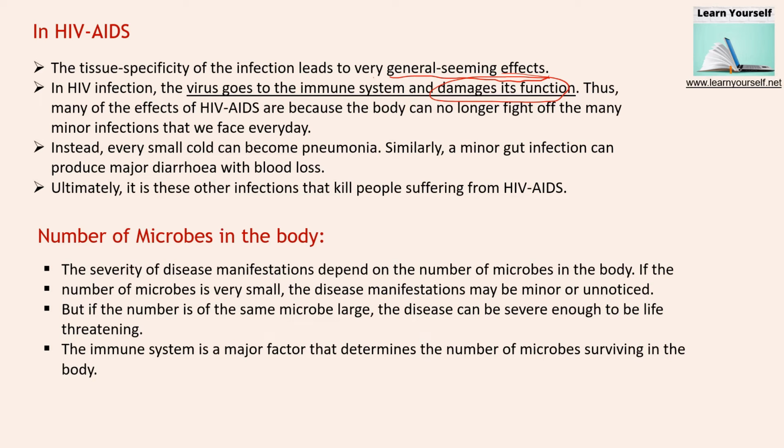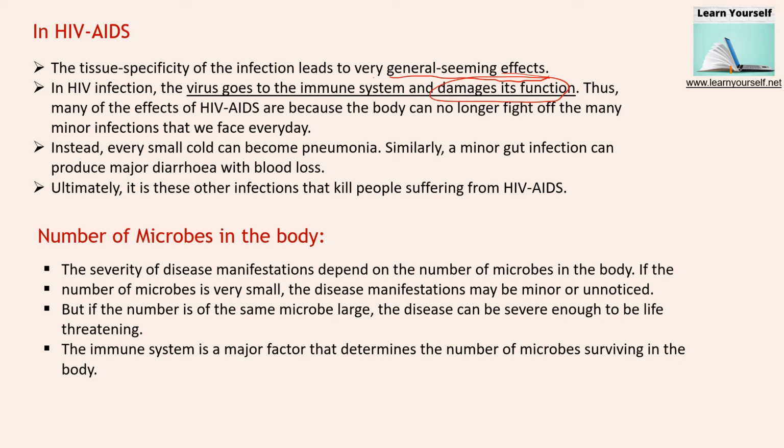And why is it so? Because our body's immune system is not working properly. So our body's immune system will not fight back against these simple diseases, and because of that, in the body we will be able to see the general seeming effect of the diseases. Instead, every small cold can become pneumonia. Similarly, a minor gut infection can produce major diarrhea with blood loss. So simple diseases will become major because the immune system's function is not proper. So minor disease will become major in HIV/AIDS infection.